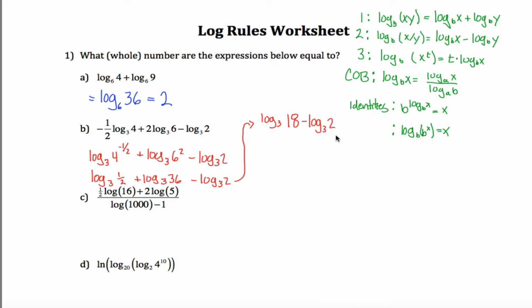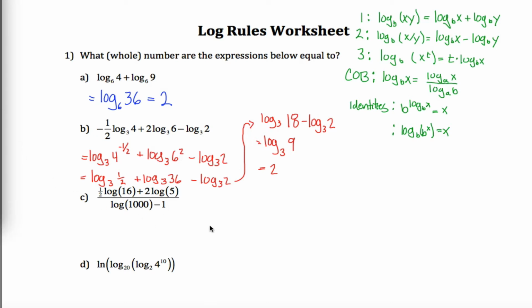On log base 3 of 18 minus log base 3 of 2, well, I can now use my second log rule here, again in reverse, I guess, if you want to think about it that way. And 18 divided by 2 is 9, and the log base 3 of 9, well, that's just equal to 2, because the power that I have to raise 3 to make it equal to 9 is 2.